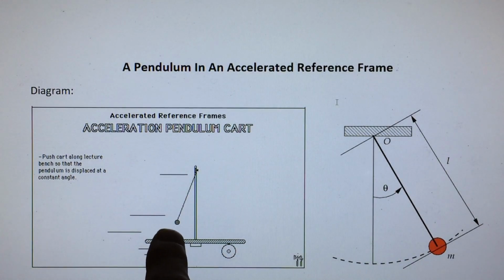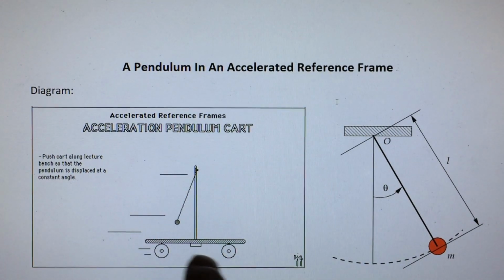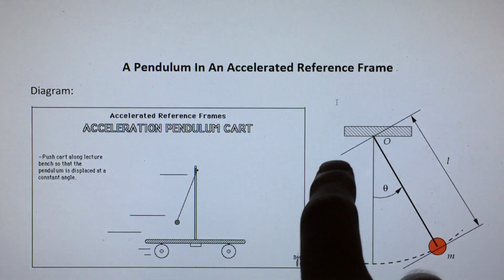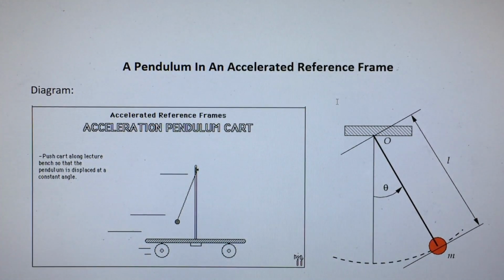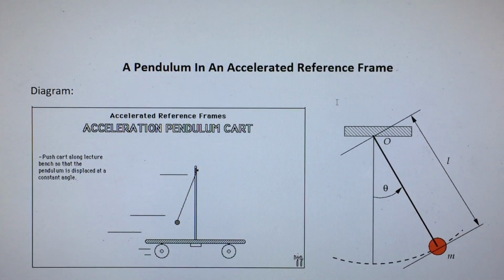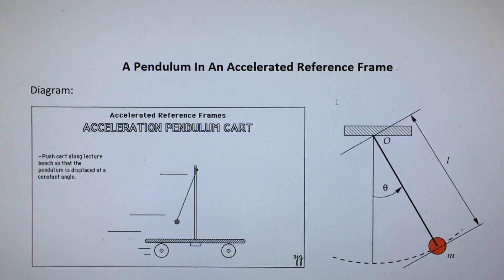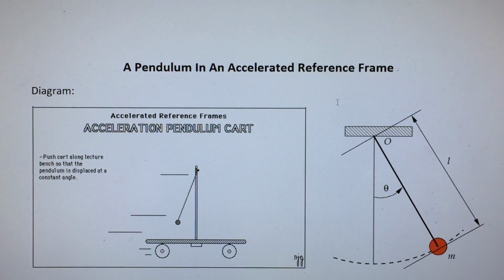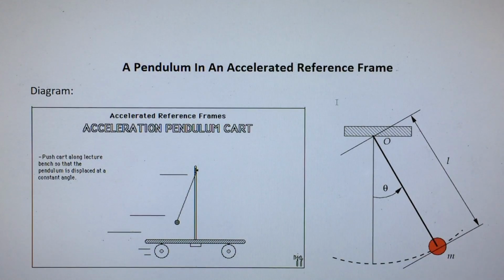So if we look back on this cart, while the cart's accelerating that way, the pendulum will be oscillating back and forth. And so if we zoom in on the pendulum, we can see it'll be oscillating back and forth like this. And the motion will be characterized, therefore, by this angle theta.